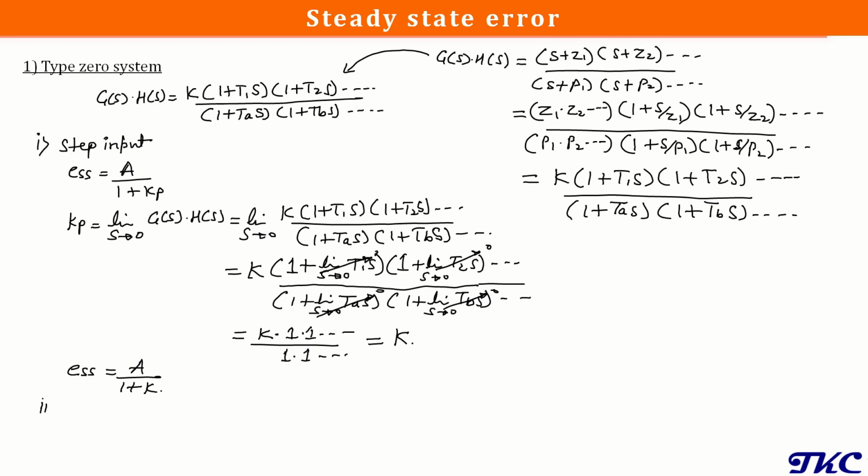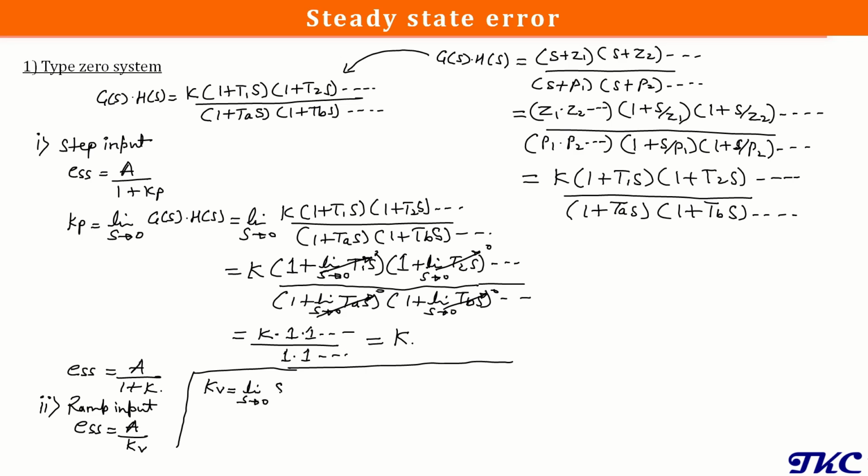So let's do that. We'll now consider ramp input. For ramp input, we know that steady state error is given by a by kv. So kv is what? It is the velocity error coefficient. So we have to first find the value of kv. So let's do it here. kv is equal to limit s tends to 0 of s into g of s into h of s. Now we have the value of g of s into h of s, that is this type 0 system, and we'll substitute it here.